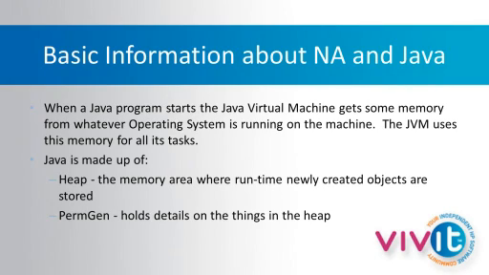First is the heap. This is where runtime newly created objects are stored. Then you have PermGen. This holds the details on what's in the heap. So if you need to find out a detail on one of those objects that were created in the heap, you'll find that information in PermGen.